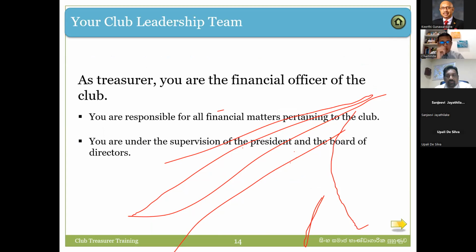Okay, but you are under the supervision of the president and the board of directors. Treasurer cannot just do whatever they want. Right, you are under the supervision. So the club president and the board of directors.